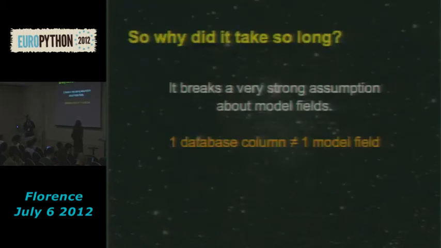Okay, so the question is, why seven years? Why did we wait so long to get this feature in Django? Probably it's because it breaks a very strong assumption that one database column is one field, and it's a big assumption because a lot of internals have been done with this assumption. So we think this is the motivation for why it took so much time.